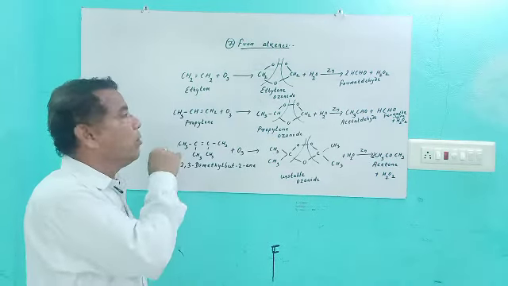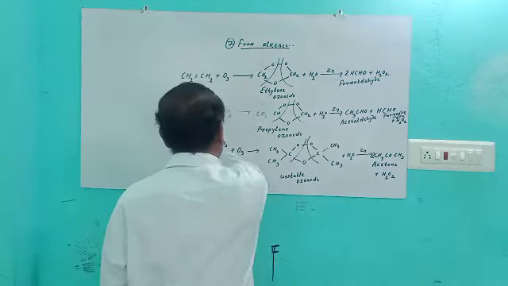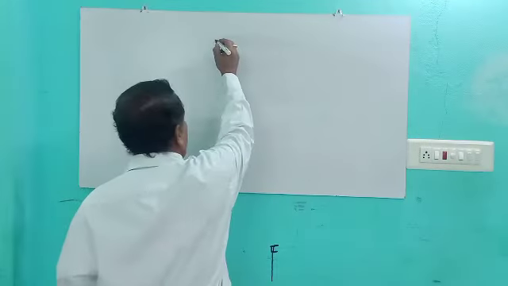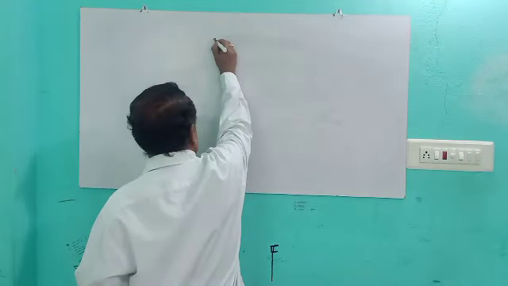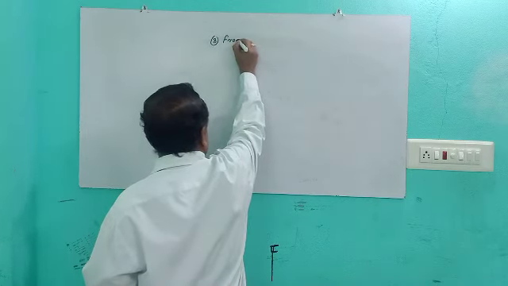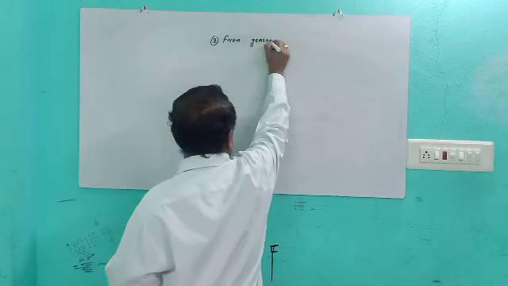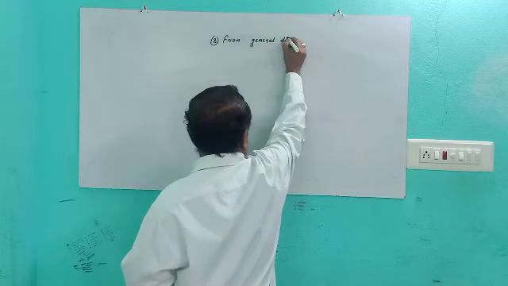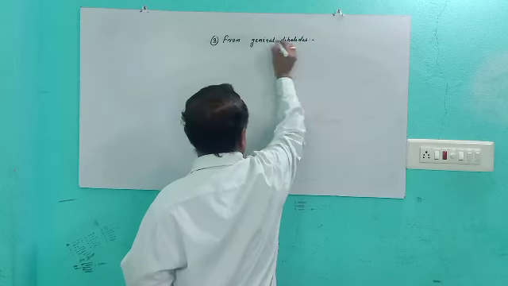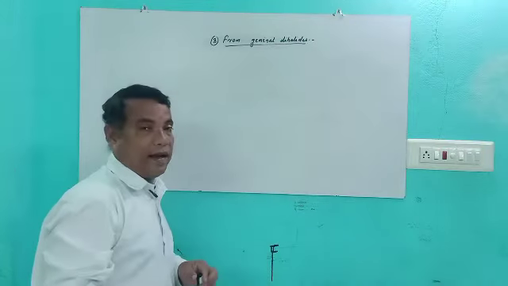Then we come to number 8 of the general methods of preparation: from geminal dihalides. A ketone or an aldehyde can be prepared from geminal dihalides.